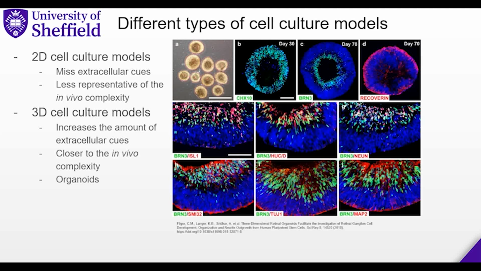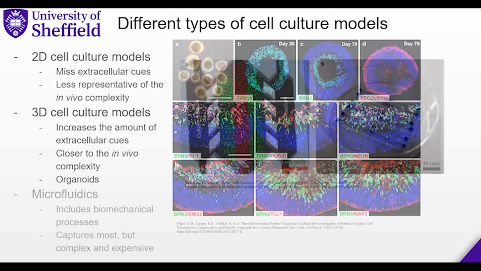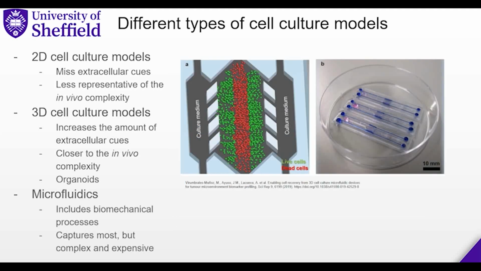One example of 3D cell culture methods is the generation of organoids, seen here. Organoids are little balls of stem cells that with some help can differentiate and self-aggregate in 3D space to form small-scale organs. In this example, scientists have generated a retinal organoid which correctly expresses cell markers found in the human eye. Taking this one step further is the development of microfluidic devices.